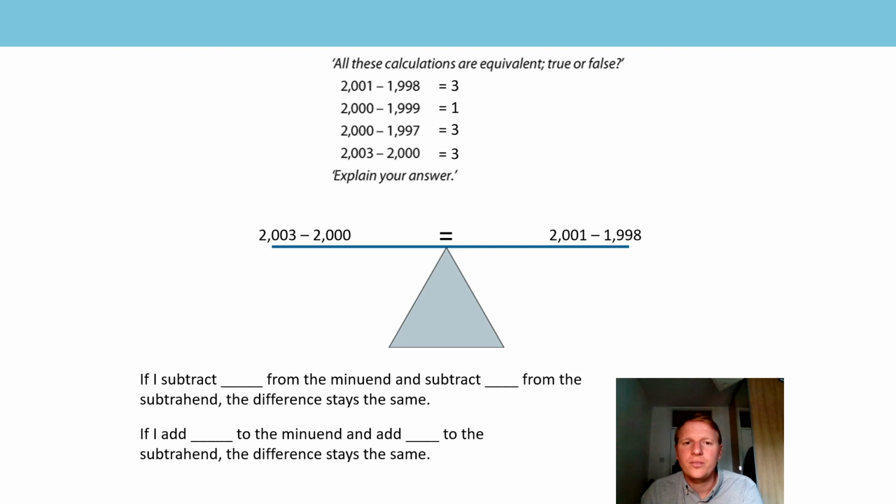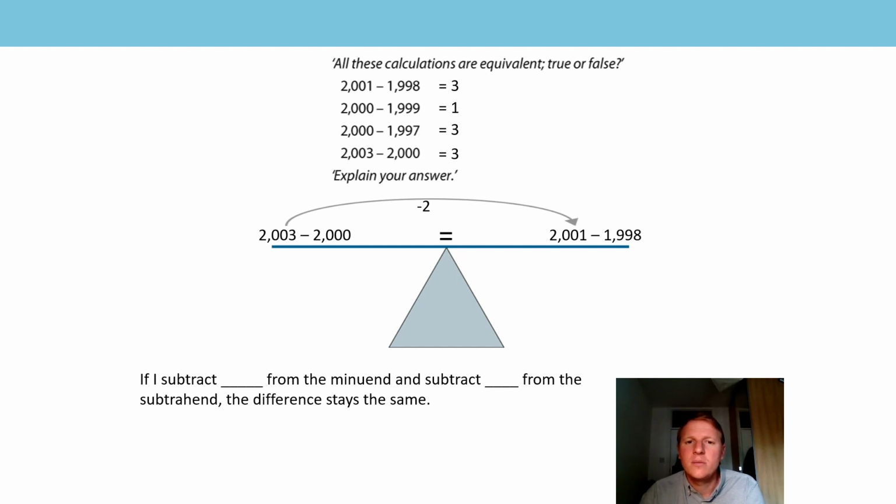Great. Now, I've used two of the other calculations that are shown above. Which STEM sentence would I use this time? Would I use my addition STEM sentence or my subtraction STEM sentence? Let's look at the minuends first. Has my minuend increased or decreased? It's decreased, right? So we're going to have to use our subtraction STEM sentence because it's decreased by 2. So let's say this together. If I subtract 2 from the minuend and subtract 2 from the subtrahend, the difference stays the same.